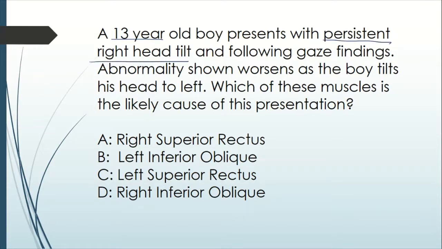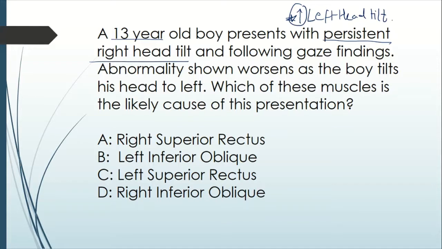Now see, the gaze finding is there, but the patient is coming with a persistent right head tilt. What does this mean? This means that whatever the abnormality is, it increases with left head tilt. That's why the comfortable head tilt becomes right head tilt, and that's why the patient is presenting with right head tilt, right? So the possibility is that a left head tilt is causing some pathology, right?